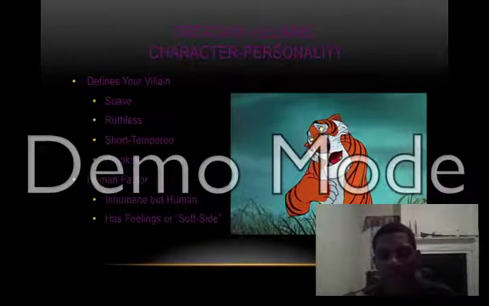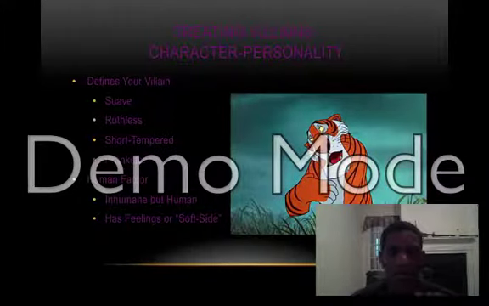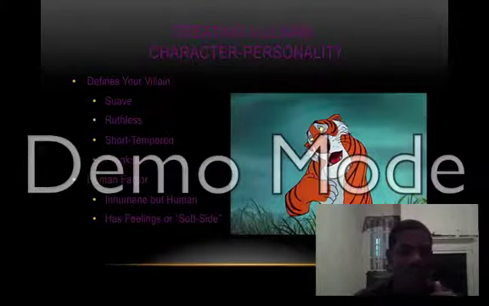Personality defines your villain. It is very important that you get this right the first time because everybody likes a decent personality in a villain. But also, if your villain is evil or really evil, try to make him inhumane but still give him feelings to show that he still has a softer human side.